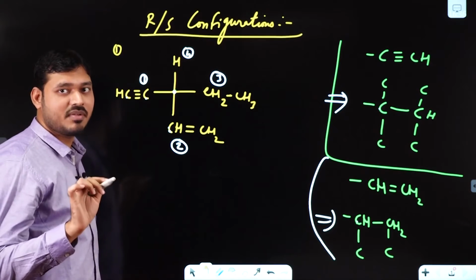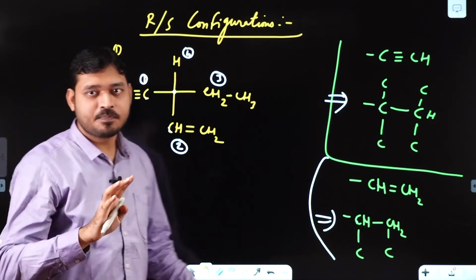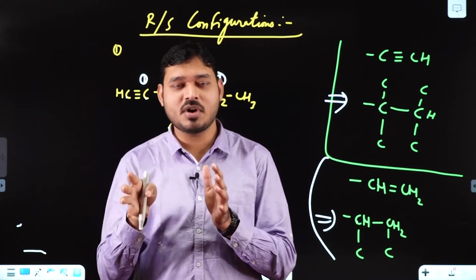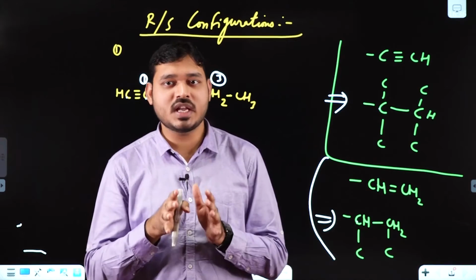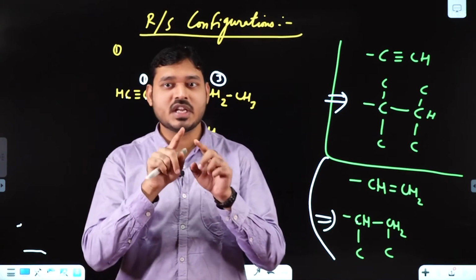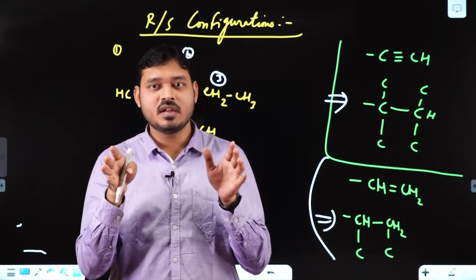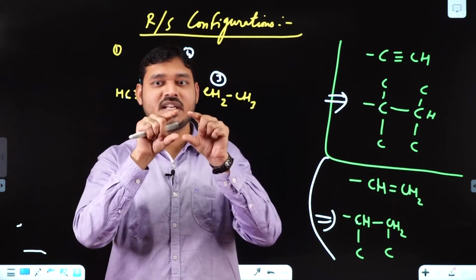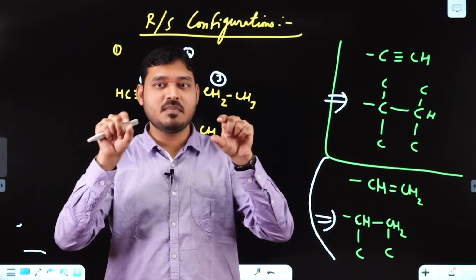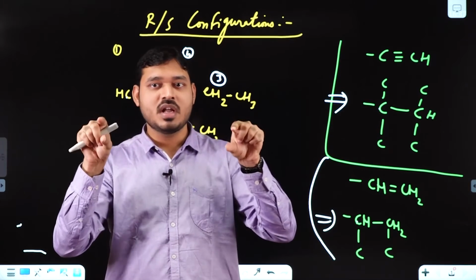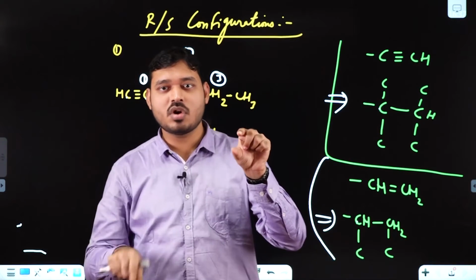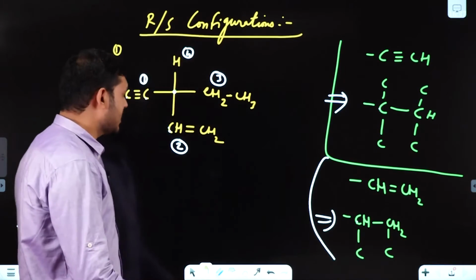Okay, clear to everyone? What you have to do is, if there is any multiple bond, it may be a double bond or triple bond, in both cases you just write one bond and then connect those atoms on both sides. If you have C double bond O, then make C single bond O, connect oxygen with one more carbon and connect this carbon with one more oxygen. We will see with further examples.